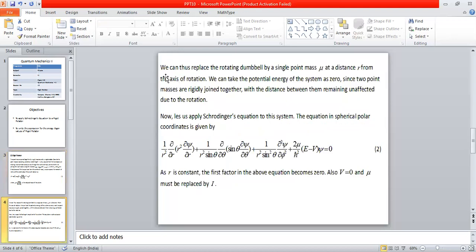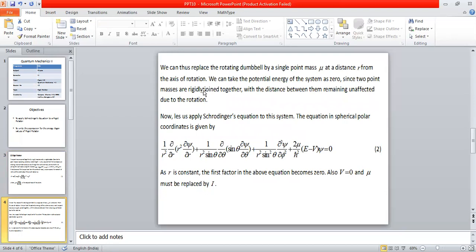Now, that is what I have written here. You can thus replace the rotating dumbbell with a point mass mu at a distance r from the axis of rotation. Instead of considering two particles which are separated by a distance r, it is also possible to consider one single point mass having mass mu, the reduced mass, at a distance r from the axis of rotation.